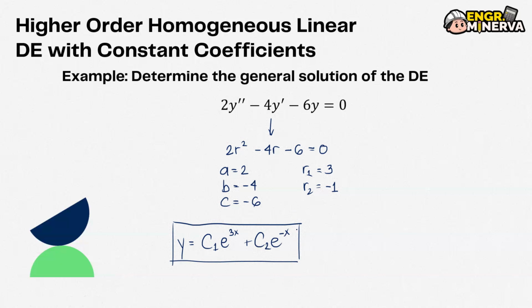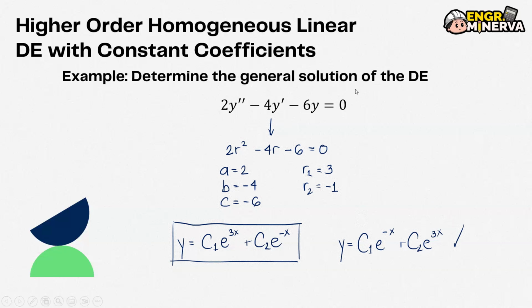Sir, the question is, what if we exchange the order, or what if the negative 1 comes first? It is the same. For example, your answer is y equals C1 e raised to negative x plus C2 e raised to 3x. That is the same because we are only using subscripts for the constants to make them distinct from each other. So it means it is the same, as long as you have those two roots.